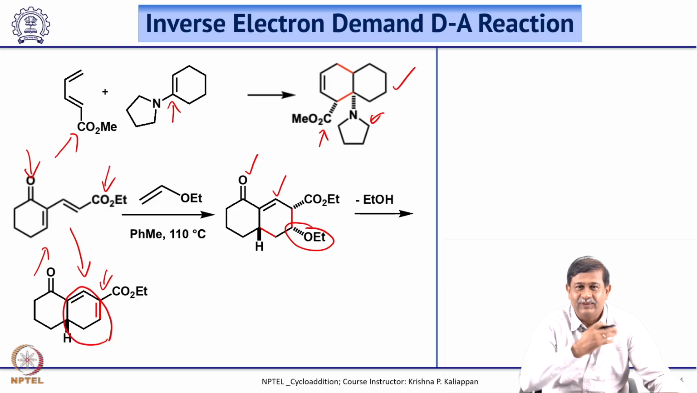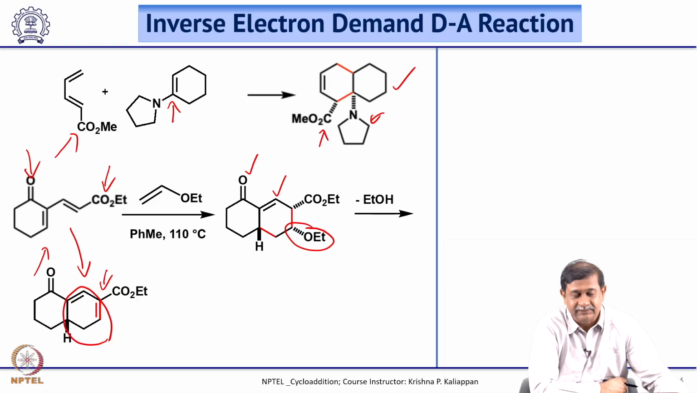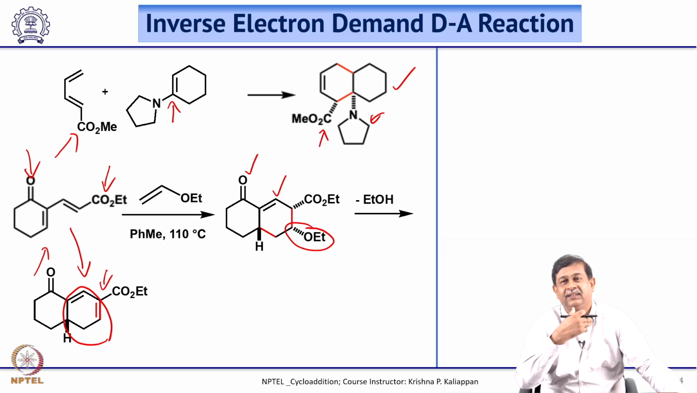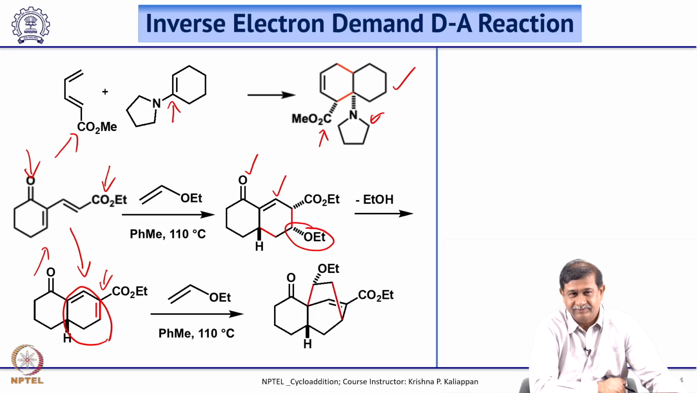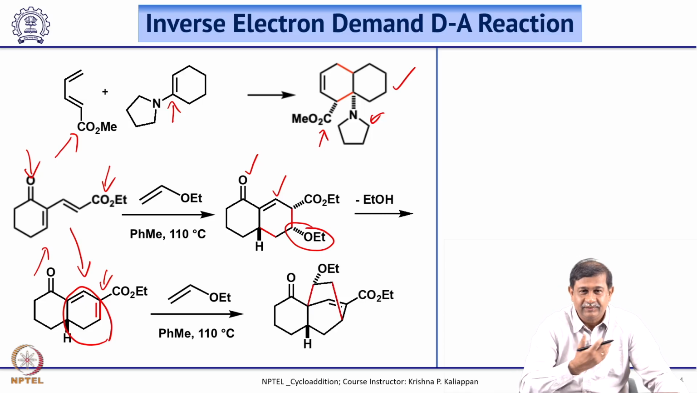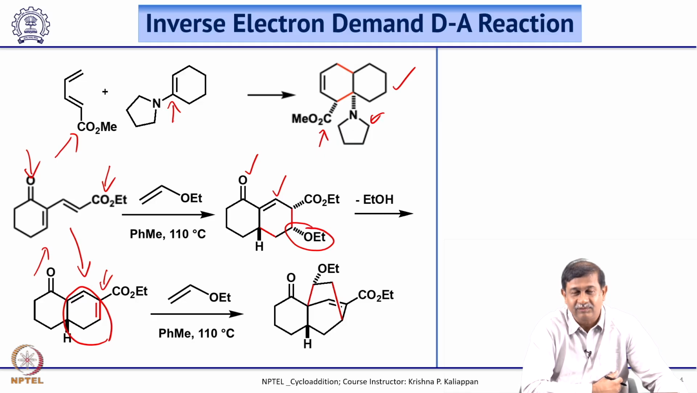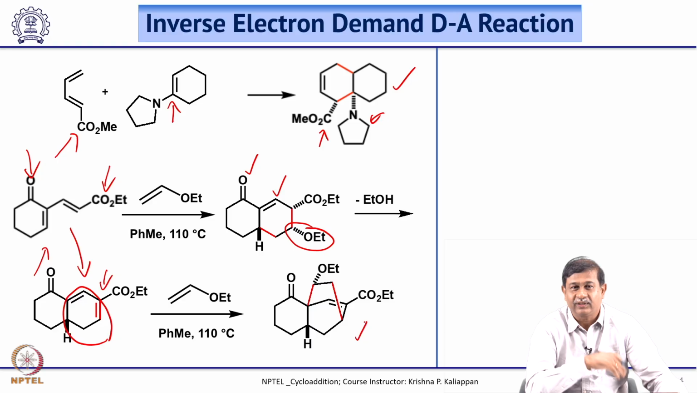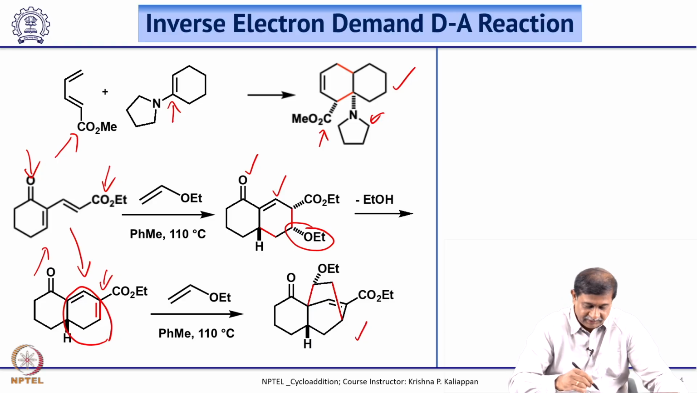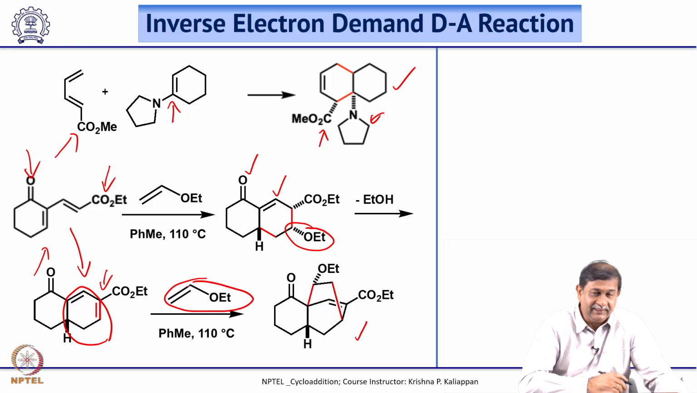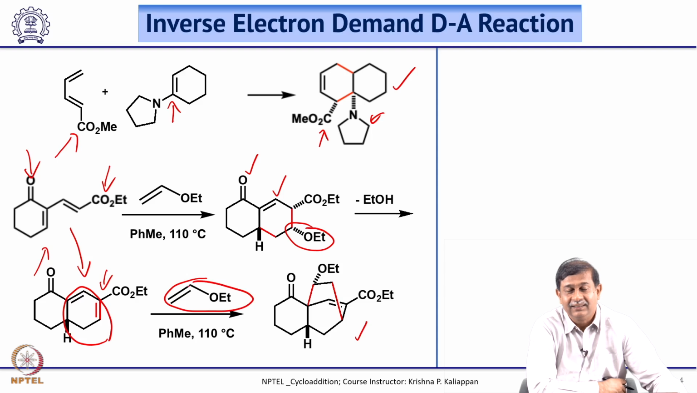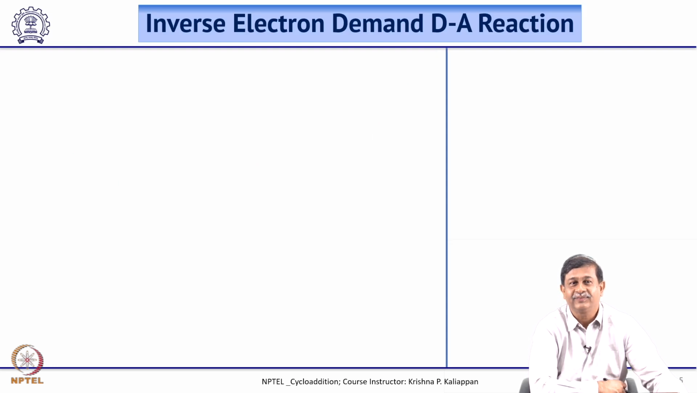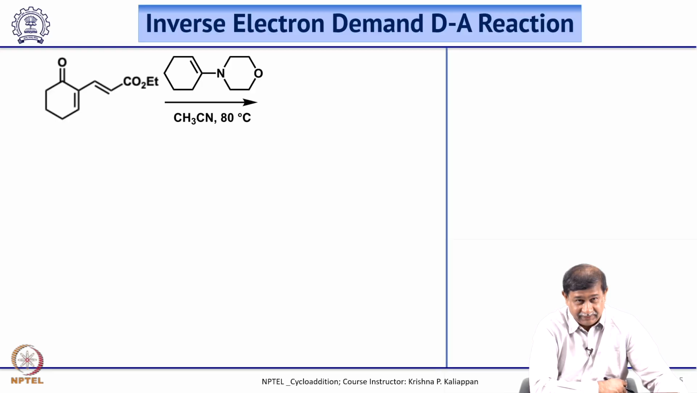Okay. So, likewise you can keep on building rings using a combination of inverse electron demand Diels-Alder reaction followed by elimination. So, the next step, it undergoes further 4+2 to get this tricyclic compound. One can also vary, instead of this ethyl vinyl ether, you can use some other dienophile having an electron donating group. Okay. A similar example.